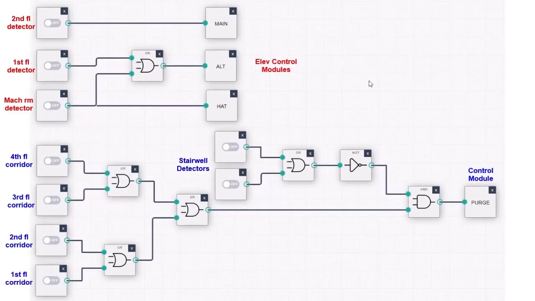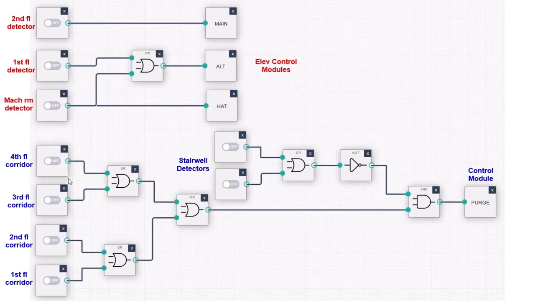Here are a couple of examples of something you may need to program on a fire alarm system. We have an elevator recall here, so if the second floor detector activates the main, first floor activates the alt, machine room activates the hat and the alternate, because it's connected with an OR gate right here.